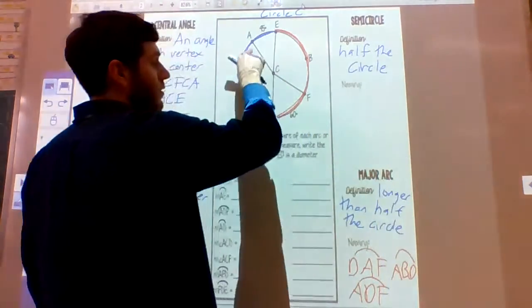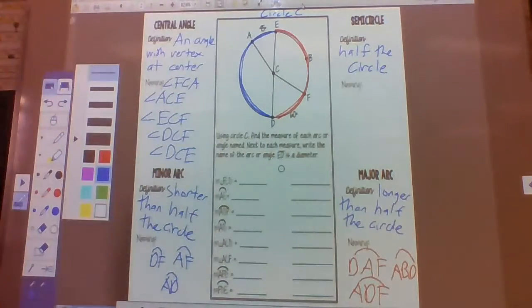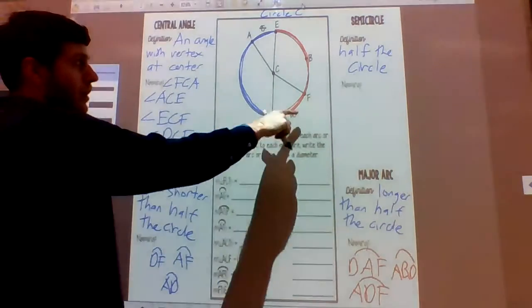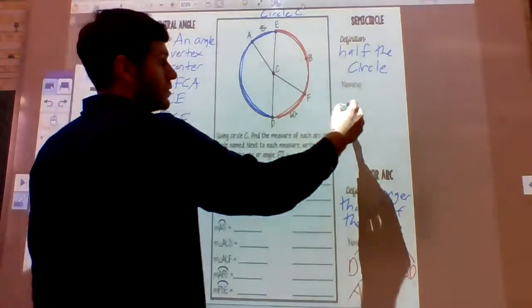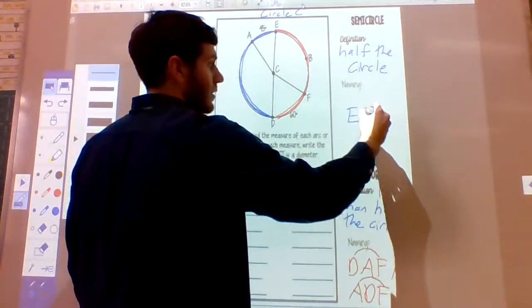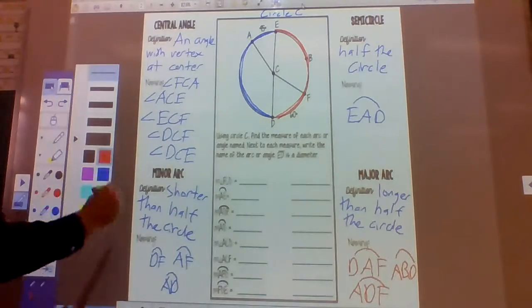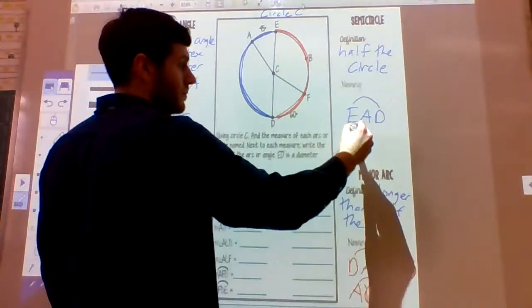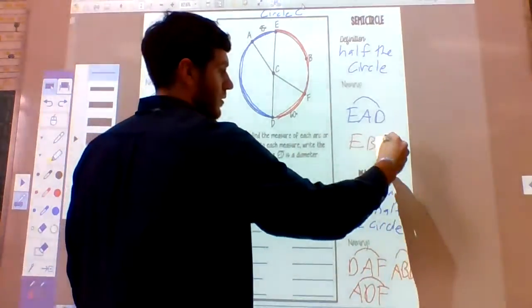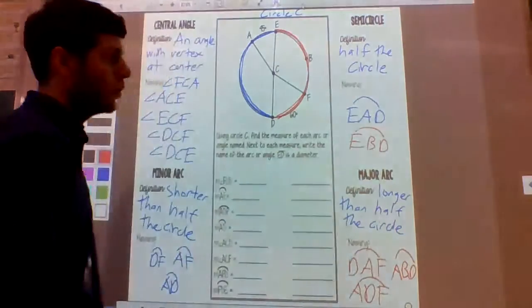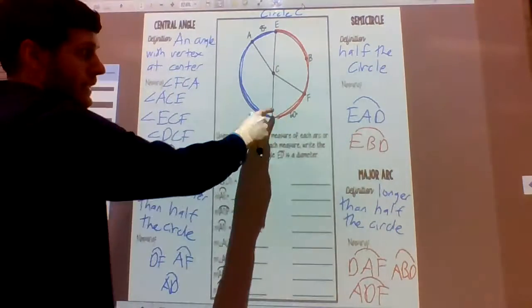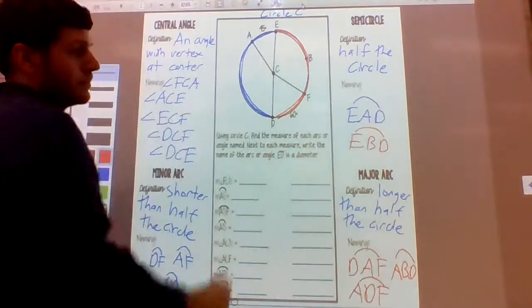So we don't want to use ED. Okay, we want to use 3 points just like we did for the major arc. So in this case, the only point on the blue side is going to be A. So E, A, D is one semicircle. Okay, and the other one is going to be E, B, D. Or you can name it E, F, D or D, F, E or D, B, E.